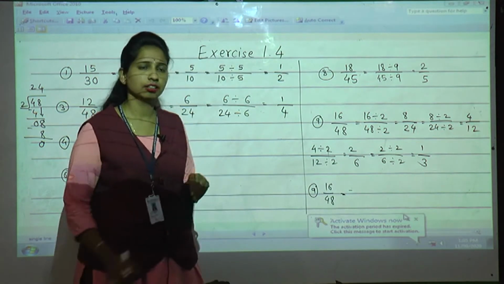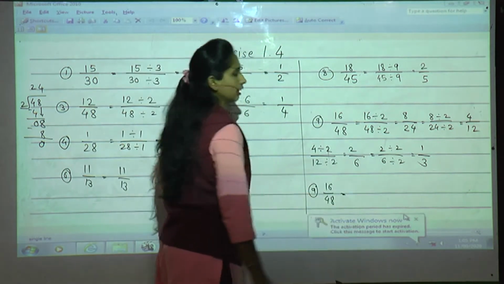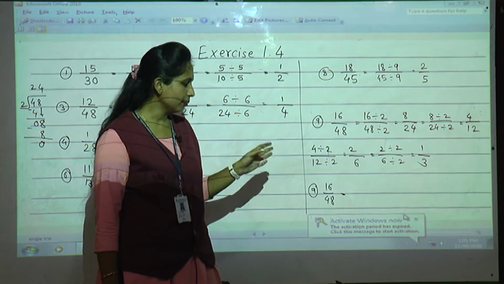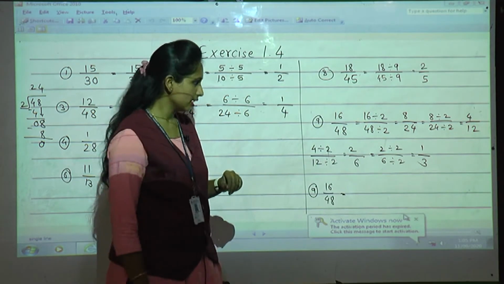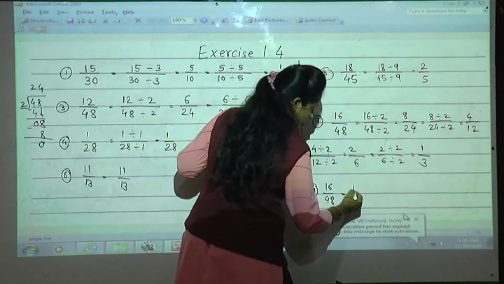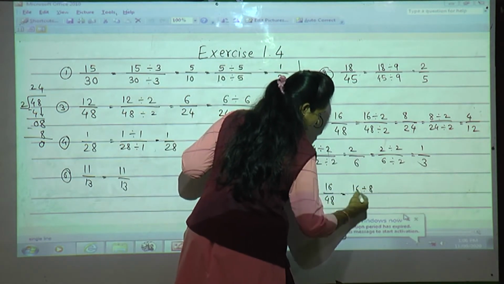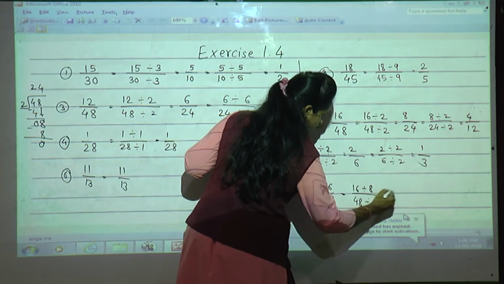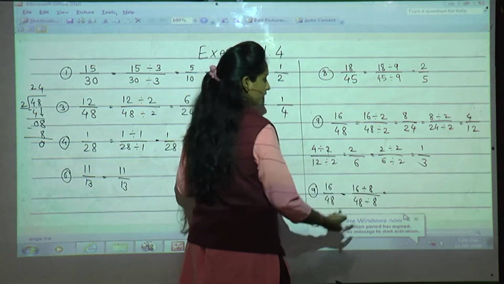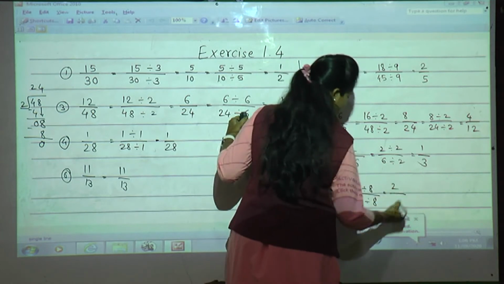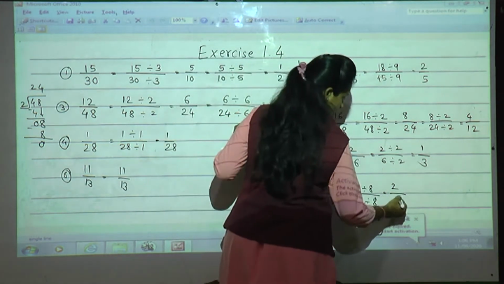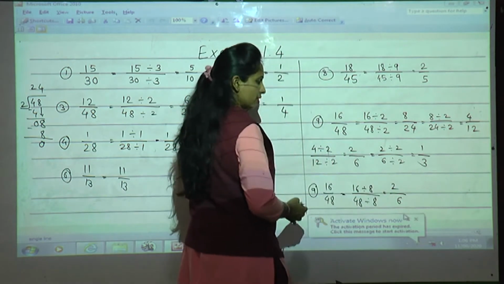Yes, think. See, the 8 table, isn't it? In the 8 table, is 16 there or not? Yes, it is there. So 16 divided by 8 and 48 divided by 8. When we divide 16 by 8, we get 2, and 48 divided by 8, 6. Now 2 upon 6 we got.